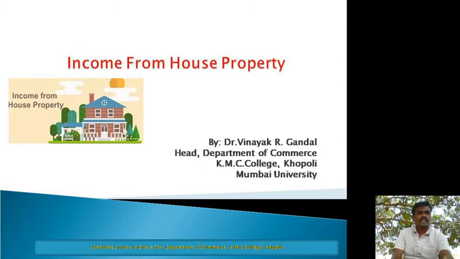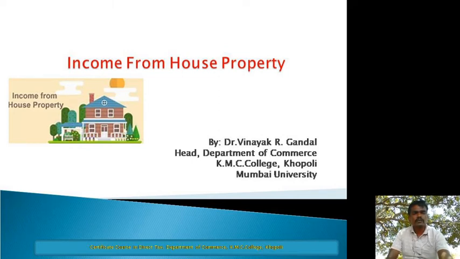Friends, as you know, there are 5 heads of income, and whatever income is chargeable to tax. So this is the second head of income, that is house property. And keep it in your mind, income from house property is chargeable to tax. So friends, before discussing how to find out taxable income under house property, we must know what is the income from house property.